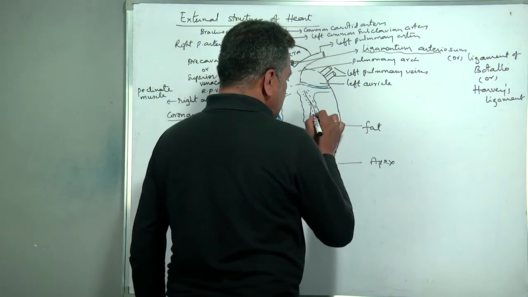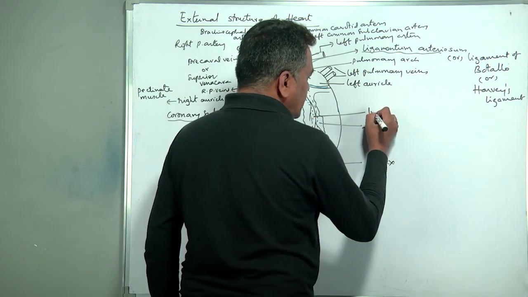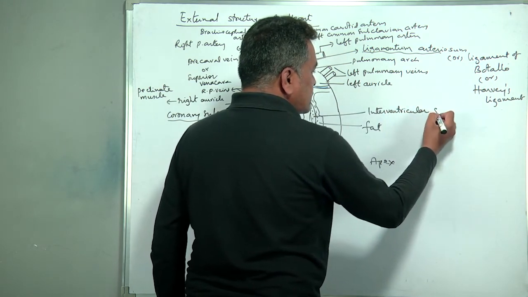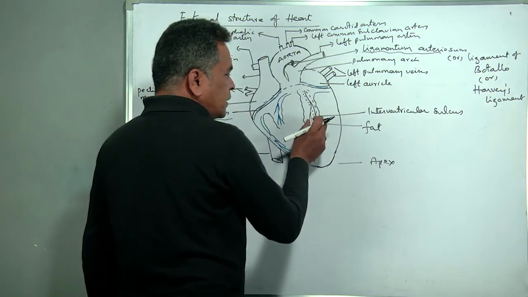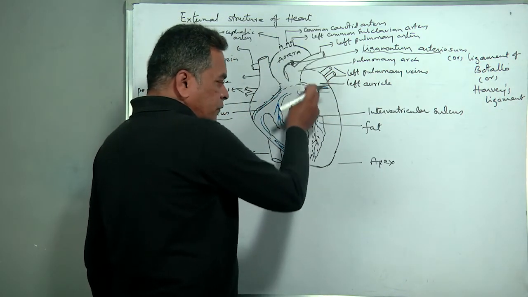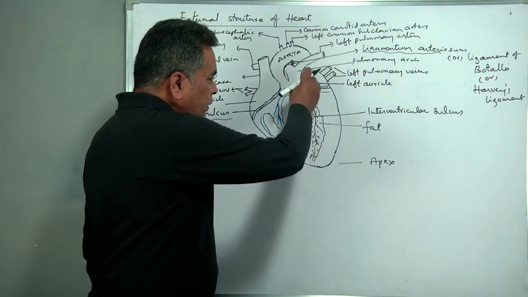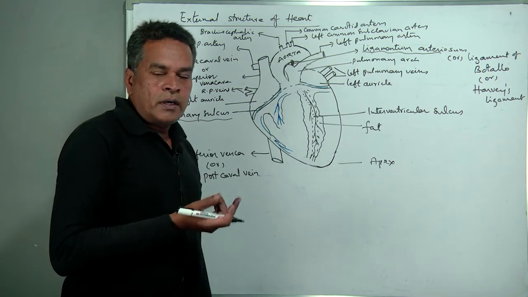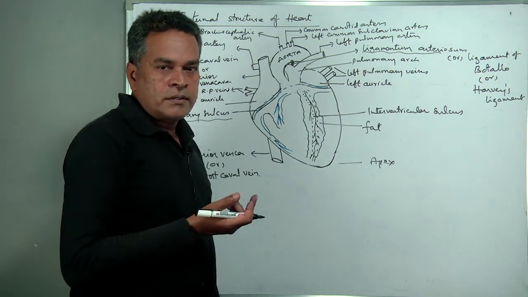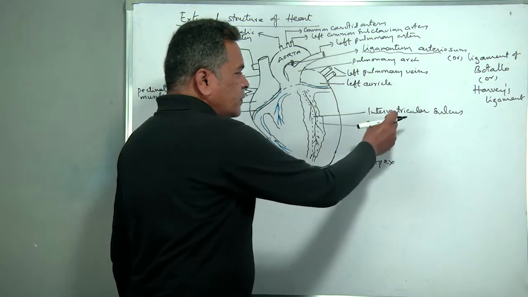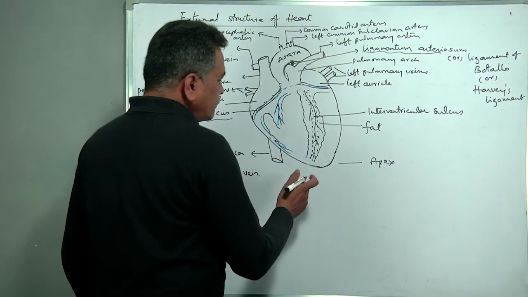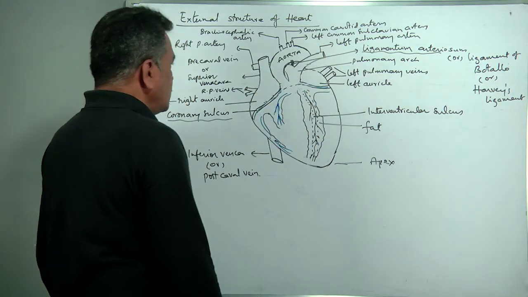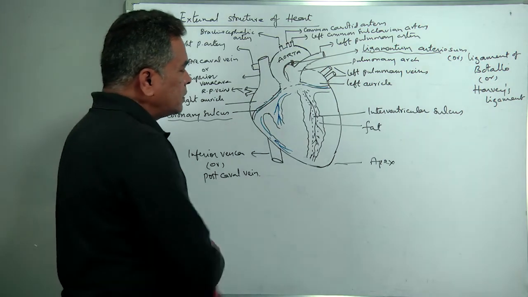This groove you call the interventricular sulcus. This sulcus is nothing but the groove in which the branches of the coronary arteries and veins lodge. So this is the apex of the heart. So this is all about the external structure of the heart.